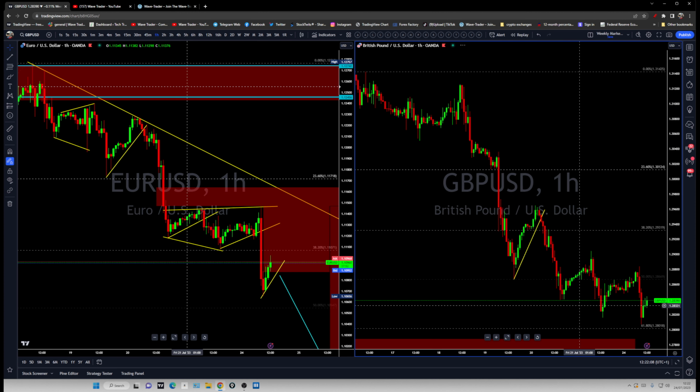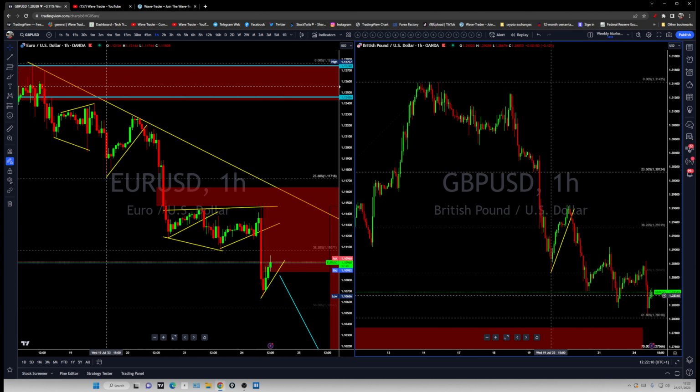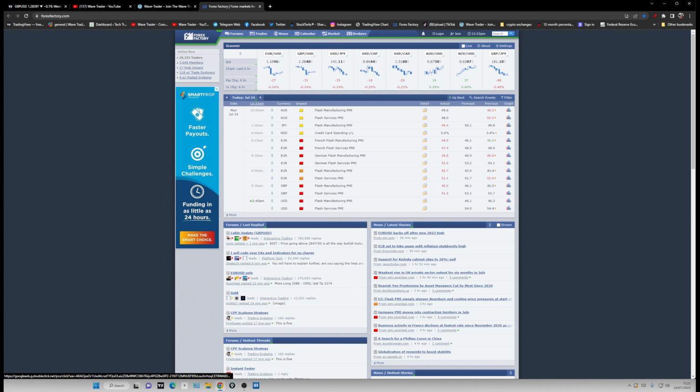We got bad numbers, not just bad PMI numbers in Europe, we got bad PMI numbers in the UK as well. French flash manufacturing dropped from above 46 to 44. Services PMI dropped from 48 to 47, and the German manufacturing PMI dropped from 40 to 38.